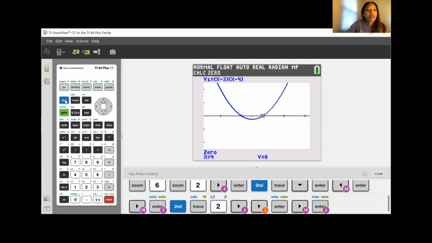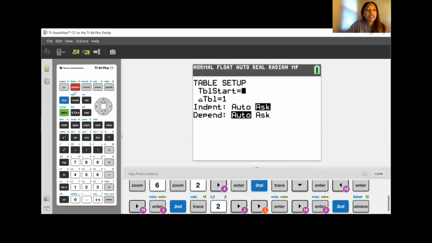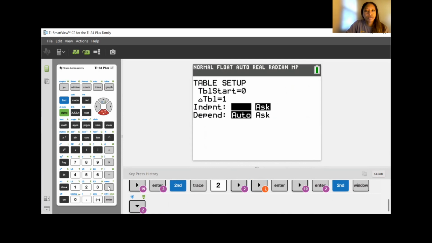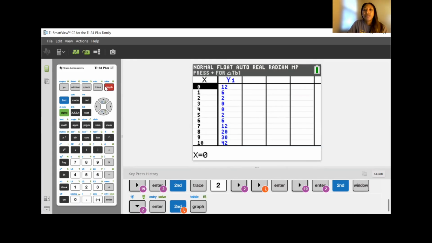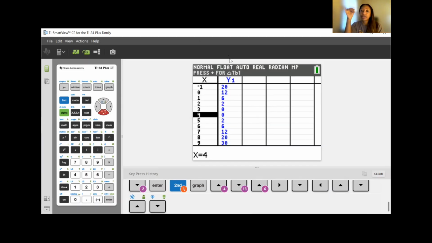Solving with the table. If we go second, well, I'm going to change my table set. It's on ask. I want it to be on auto though. Change my table set to auto. Remember, the difference is with auto, the calculator automatically puts the x values in. With ask, you type them in, but I want it to automatically put them in. Why? So I can scroll. So when I scroll up and down my table, I am looking for where my outputs are 0. You see that the outputs are 0 right here when x equals 3 and x equals 4. So we've seen graphically, numerically, and algebraically that those are the solutions.